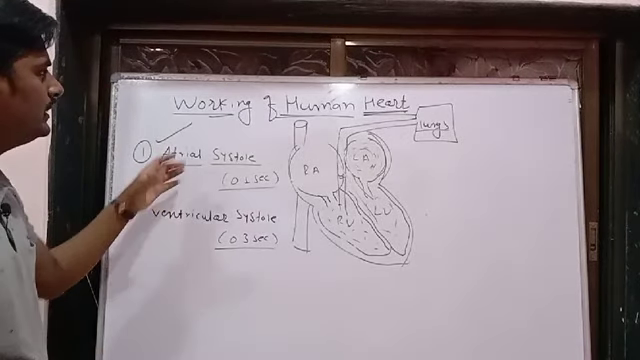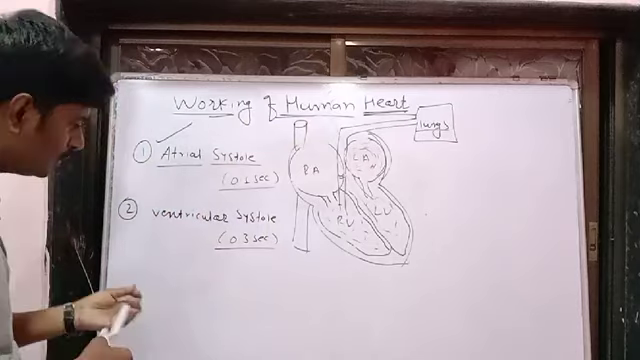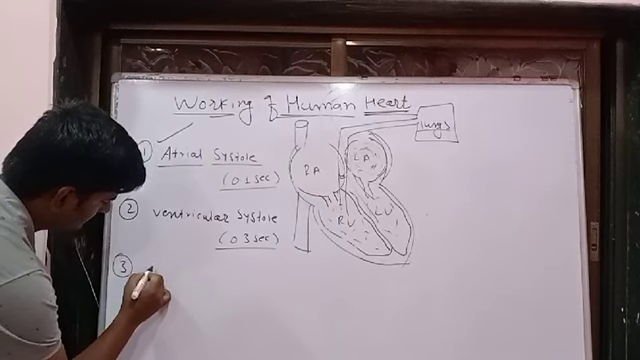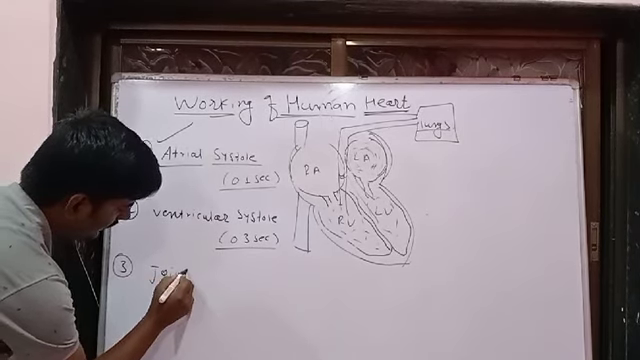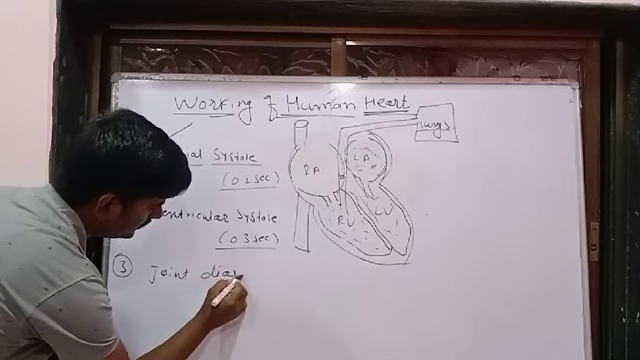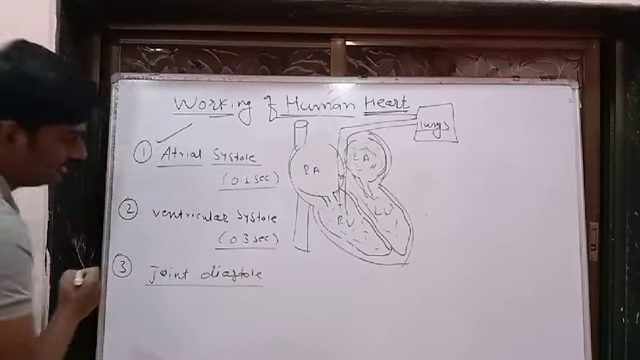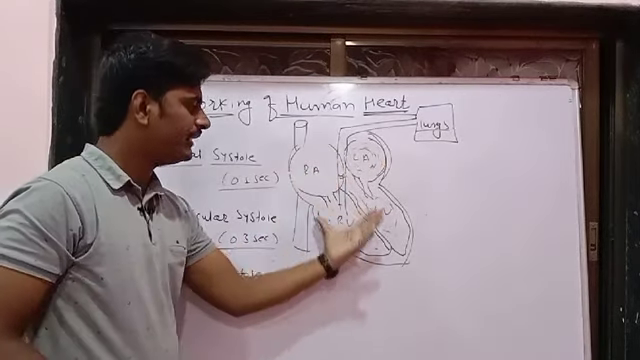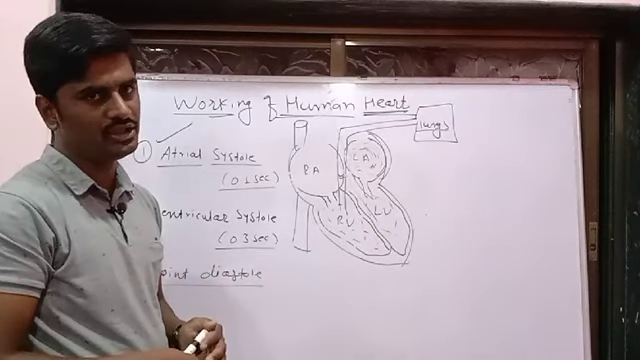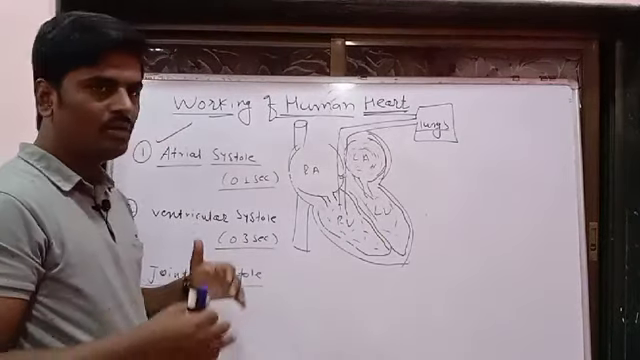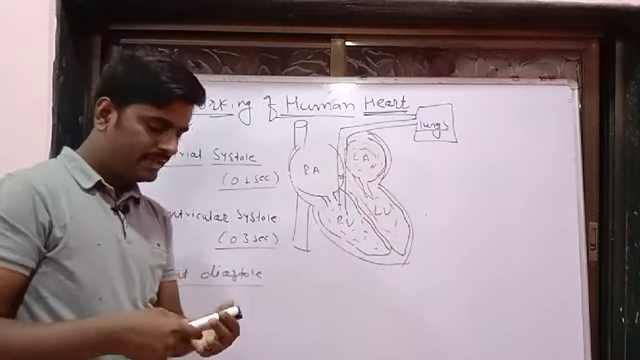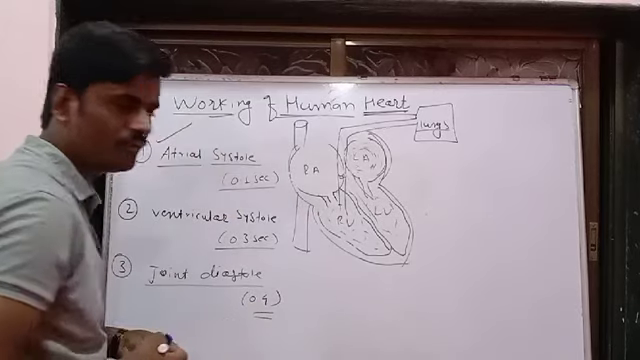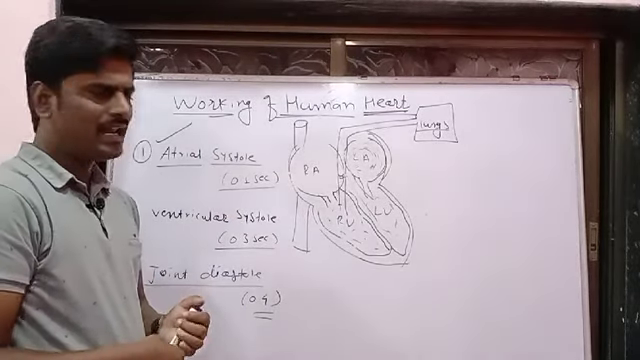And the last one, when we discuss the working of the human heart, is joint diastole. The name itself indicates that in joint diastole the atria and ventricles both undergo relaxed condition, the diastolic condition, and it takes 0.4 second.